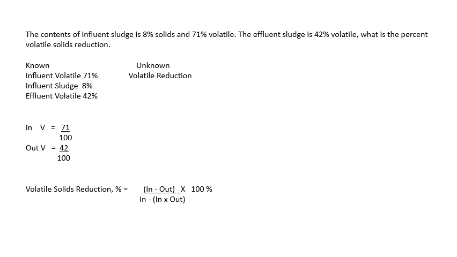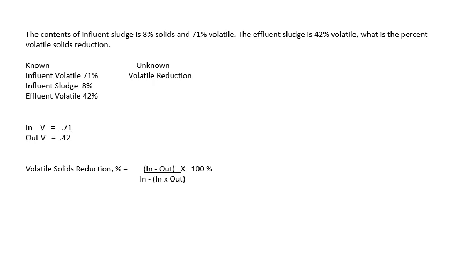The first step in these problems again is to convert your percentages into decimals, otherwise the math will not work out. So we're going to do the 71 divided by 100 and the 42% divided by 100. And you get 0.71 and 0.42. Now we're going to plug these in. And again, I will use my wonderful highlighting skills. So the 0.71 is the in. So 0.71 is going to go on all the in spots, which I've highlighted. And the out, 0.42, is going to go in the out spots.